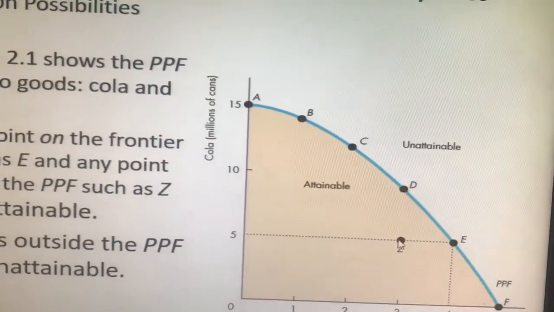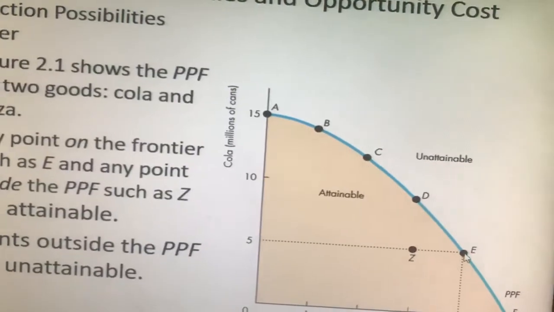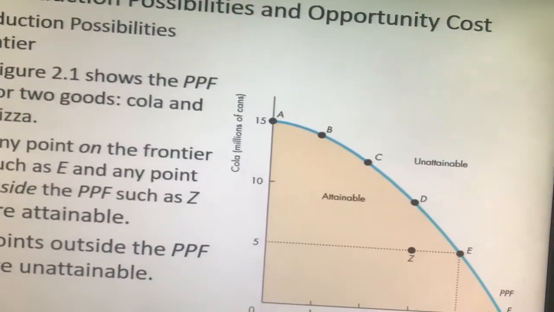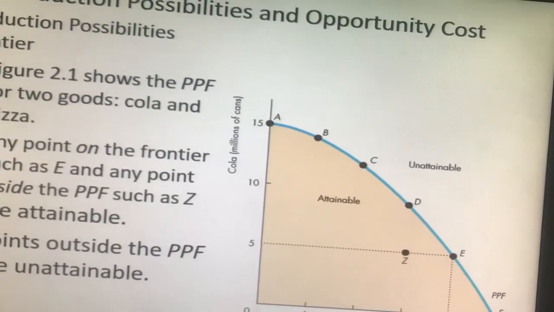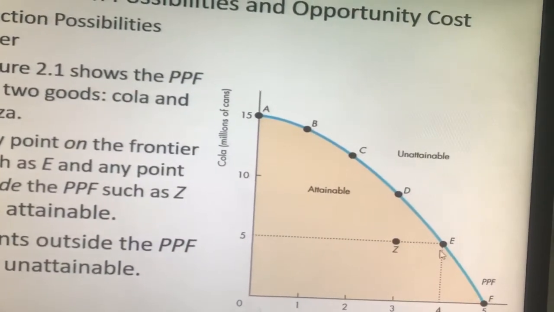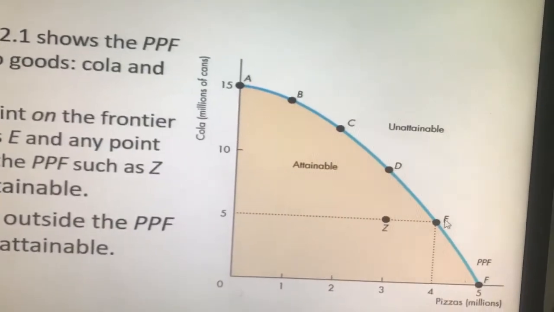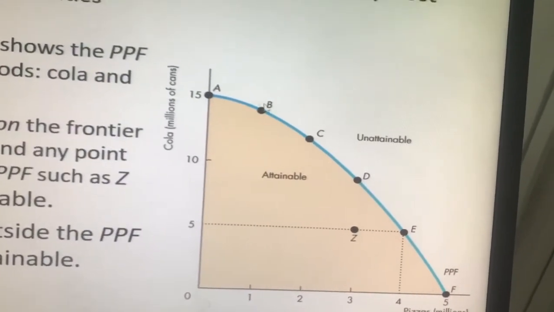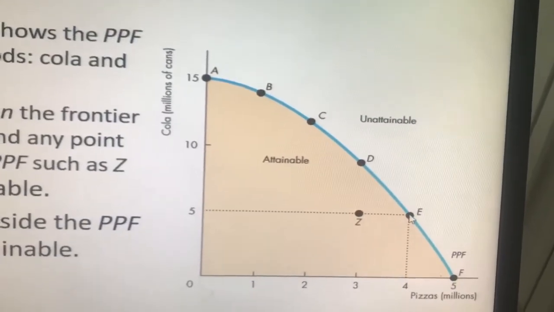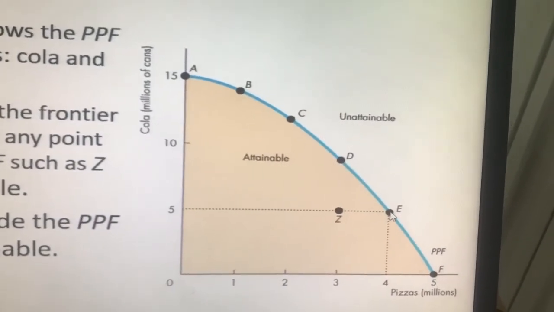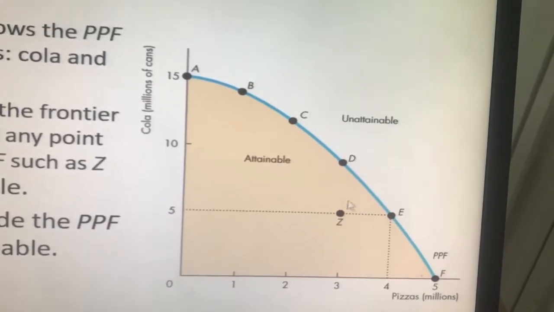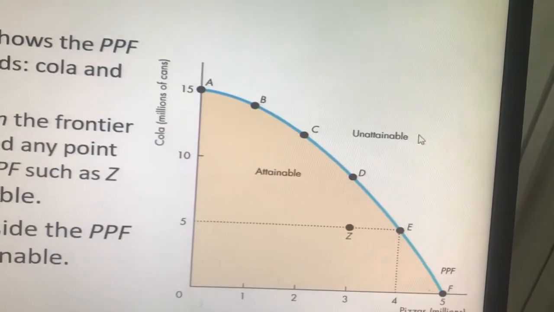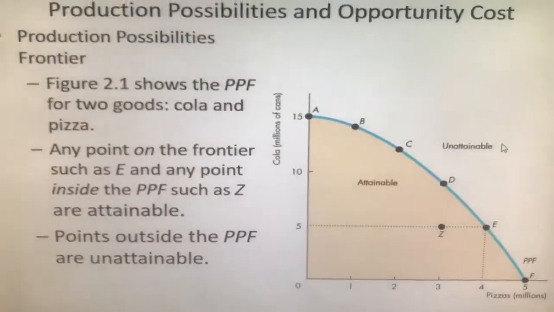But what's the difference between point Z and point E? Point Z, I can produce it, but it is not efficient because I can produce point E. So which one is better, Z or E? Of course, you are right, E, because E is on the curve. So we can say all the points on the curve, I can produce them, attainable and efficient. While any point inside the curve is attainable but inefficient. While any point outside the curve, we can say it is unattainable, or we cannot produce it.